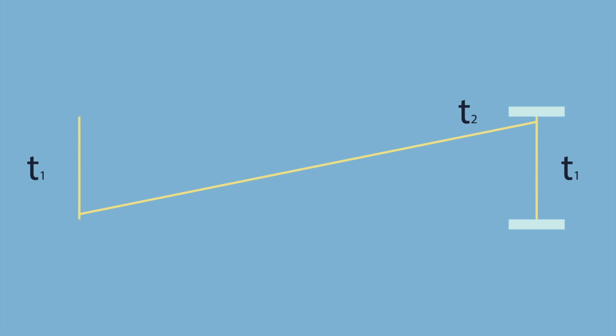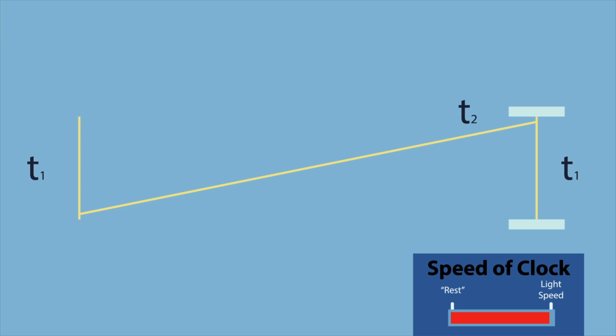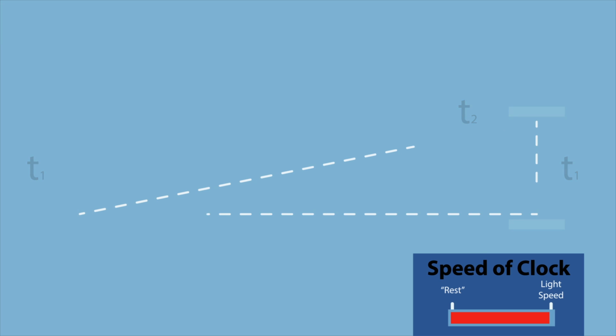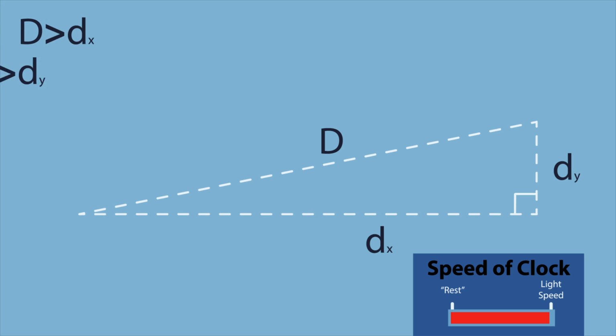Another thing happens to the clock though: it shrinks. To visualize this better, we should increase the speed of the clock. Let's imagine the clock moving close to the speed of light. So here's what the path looks like from our perspective. To keep track of all the variables, let's label the diagonal component D, the horizontal component dx, and the vertical component dy. So we can conclude that D is larger than dx and dy.